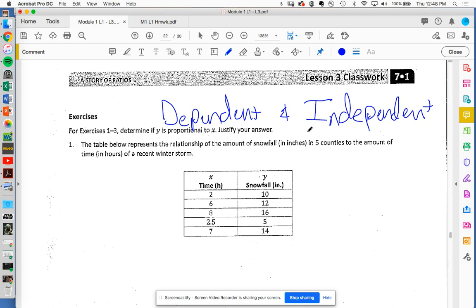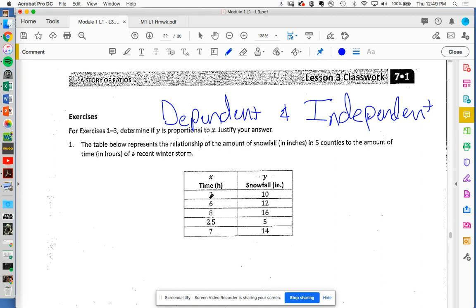Now, the first one says the table below represents a relationship of the amount of snowfall in 5 counties to the amount of time that elapsed while it was snowing. So this could be like Buffalo County, Dawson County, Phelps County, Hall County, whatever county. Okay, 5 different counties. In 2 hours, it snowed 10 inches. Now, what depends on what? Does the time that goes by depend on how much snow there was? That doesn't make sense. Time depends on nothing. Does the amount of snowfall that fell depend on how long it snowed? Yeah, the longer it snows, the more snow you're going to get, depending on how heavy the snowfall is.